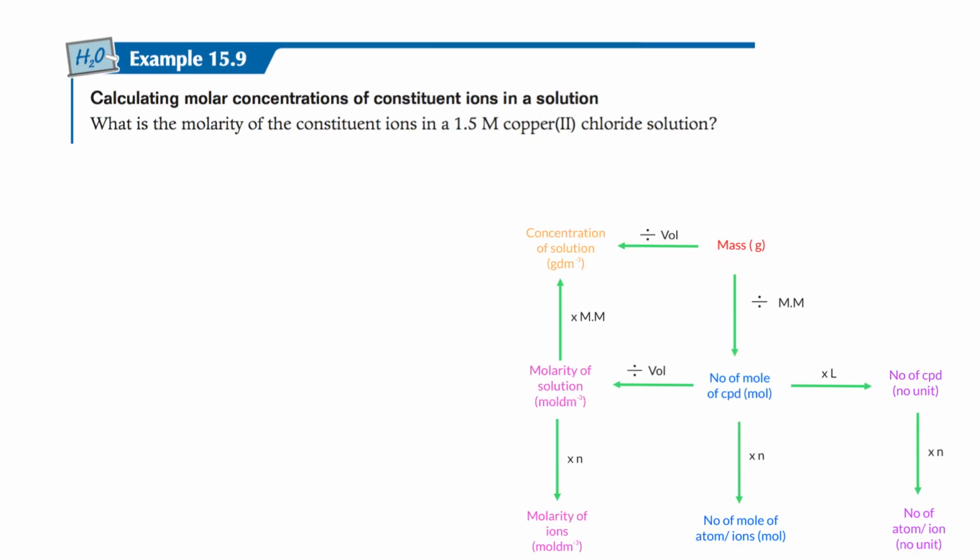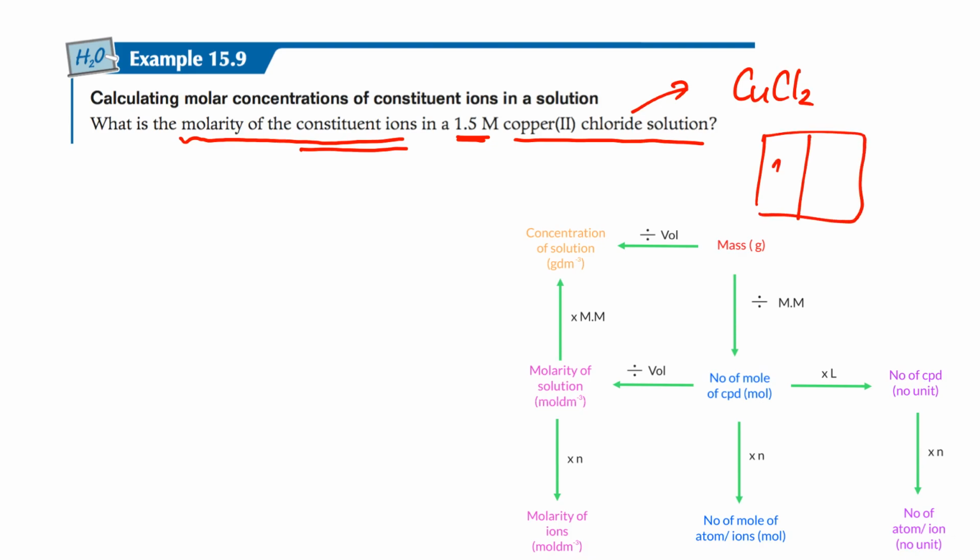So the last part, which is not related to the dilutions, more or less, is related to the free path diagram. Find the molarity of the constituent ions, the ions that make up the compound, in 1.5 M copper 2 chloride solution. So copper 2 chloride, how many ions do we have in it? It should be CuCl2. If we break it up, we'll find Cu2+ and also 2 Cl-. So in total, we have 3 ions in it, including the cation and also the anion.